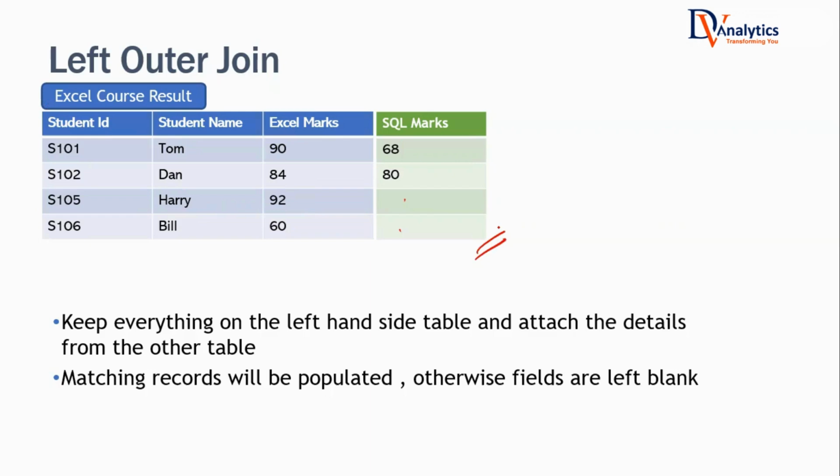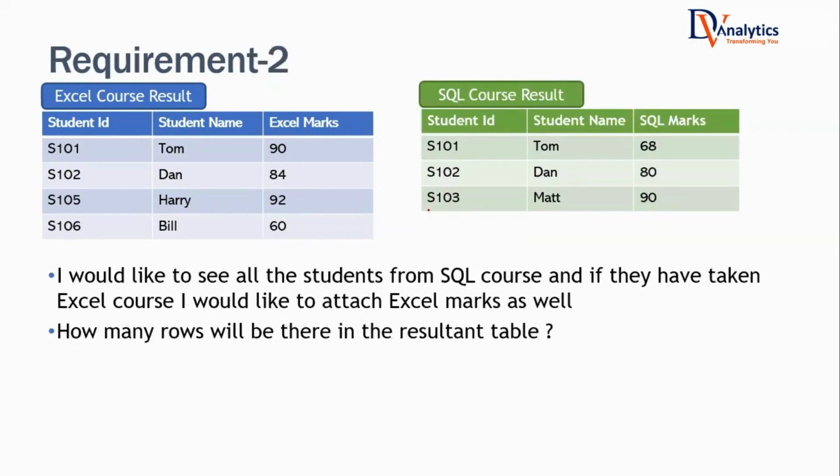What if the opposite requirement? Can you understand the opposite requirement? Requirement number 2 is I would like to see all the students who are taking the SQL course. Let us suppose I want to know whomsoever has taken the SQL course. First, I want to get their results. And by chance, if anybody from here has taken the Excel course, I want to attach their marks. Finally, how many rows will be there with that requirement? If I create a table, how many rows will be there in the resultant table?